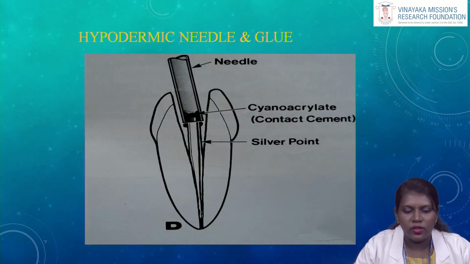This one is a hypodermic needle and glue system. Here a needle is used. On the tip of the needle we use a cyanoacrylate material, which is a contact cement, kept against the broken silver points or the fractured files, and this cyanoacrylate locks the instrument to the needle, and with an anticlockwise rotation we can rotate and remove the instrument, either silver points or files.